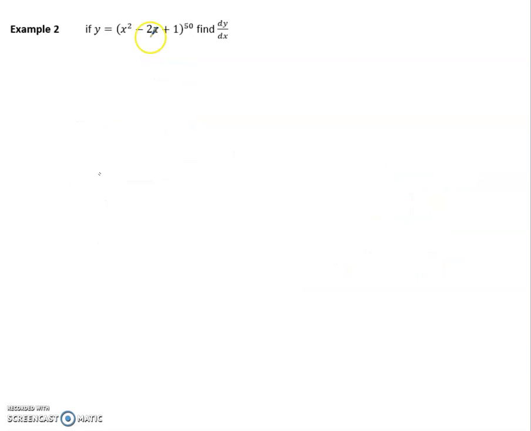Okay, so this guy, I've got two things happening. I've got the fact that it's being raised to the 50th power, which is happening outside, and then I've got this function happening on the inside. So how are we going to do the derivative? The derivative with respect to x. Well, let's do the outer part first.